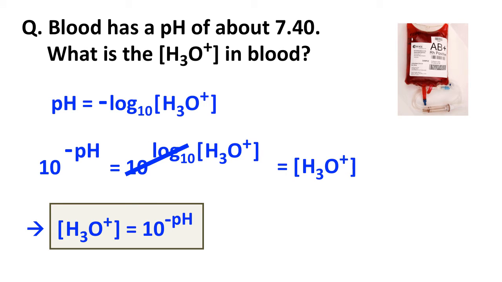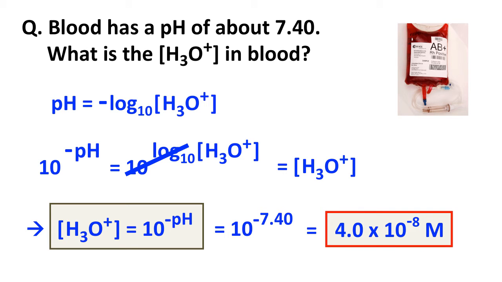H3O plus equals 10 to the minus pH is essentially inverting the pH definition equation and solving for H3O plus in terms of pH rather than the other way around. We'll apply this generally true relationship to the specific problem, where the pH is 7.4, so 10 to the minus 7.4 equals the H3O plus concentration, and that works out to be 4.0 times 10 to the minus 8th molar.